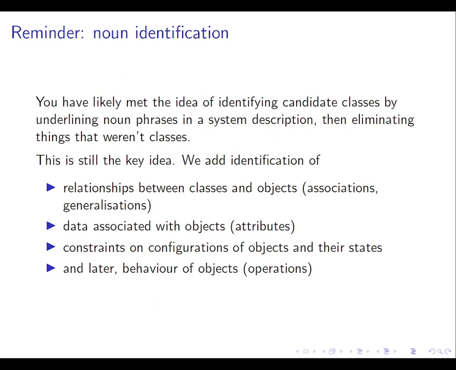We're also trying to identify the data that's associated with objects. So these are going to be the attributes of our classes. That, by the way, is another reason why a noun that you pick up from a system description might not be a class name. You might say it's not a class name, it's an attribute name, and that's also fine. At the same time, we're going to be starting to pick up constraints on configurations of objects and their state. So we might be saying things like, for every customer, there must be a unique account object, and that's something that we might record in a conceptual model. Later on, we'll also be starting to identify the behaviour of objects, the things that they must be able to do, and those are going to be the operations of our classes in the end.